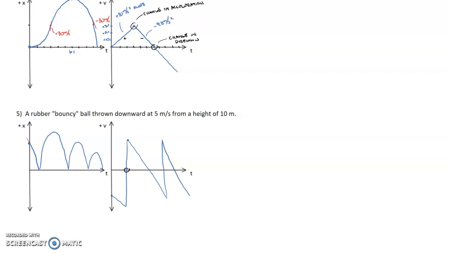The position times typically do look like what the ball's actually doing. But understand the velocity time, I think, is really when you start to get a good feel for how the motion is represented in the graphs.